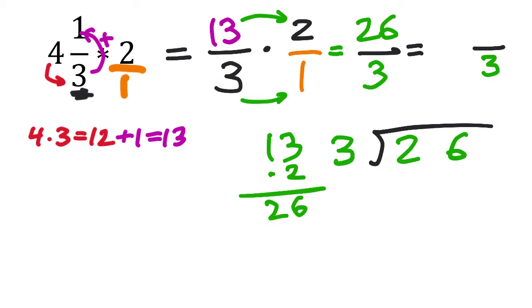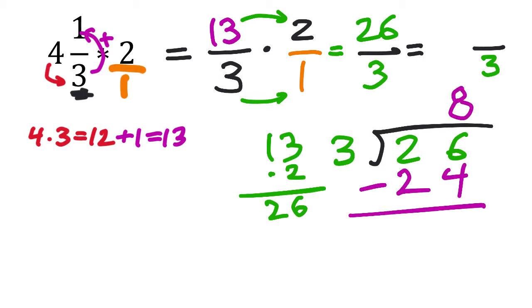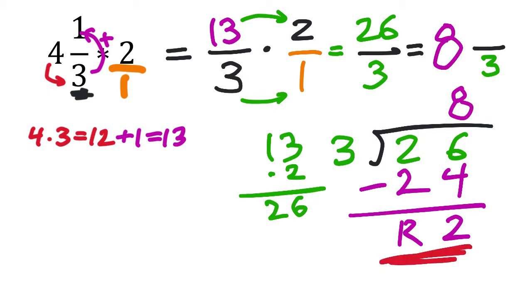3 won't go into 2, but it will go into 26 8 times. 8 times 3 is 24. When I subtract, I get 2, and then since I used up all my 1s there, that's all that remains. So the 8 quotient is the whole value of the mixed number, and then the remainder of 2 here is the numerator of the mixed number.